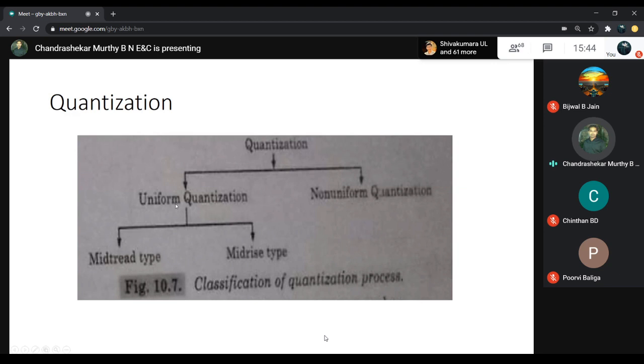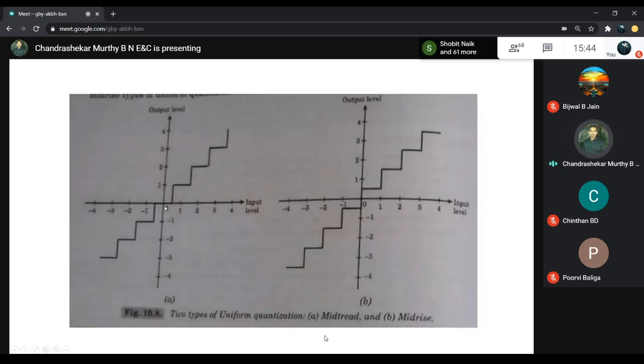Again, in uniform quantization, we have mid-tread and mid-rise. So this is the mid-tread, where the center origin lies. That is called a mid-tread. This is the vertical section in the transfer characteristics, where the quantization step rises vertically. That is called a mid-rise type.